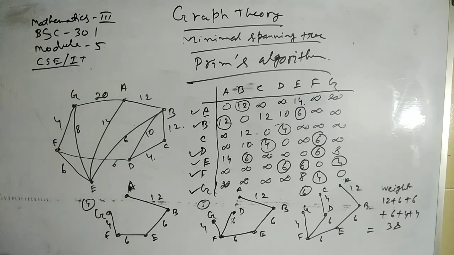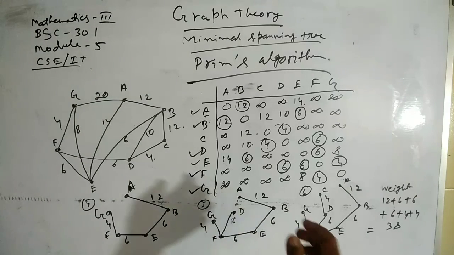So that was all for this video. Okay, so you have to practice some graphs, and you have to practice finding the minimal spanning tree using Kruskal's algorithm and Prim's algorithm. If you face any problem, or if you have any query regarding these two algorithms, you can contact me. My contact details are given at the beginning of this video.